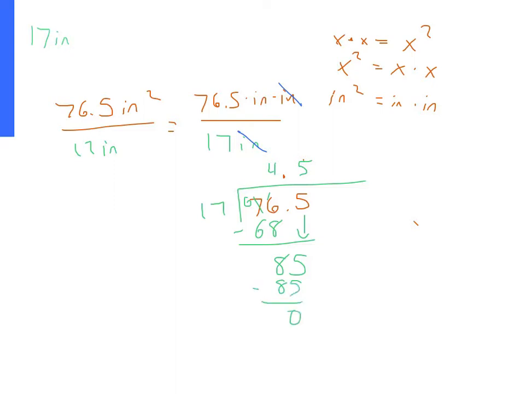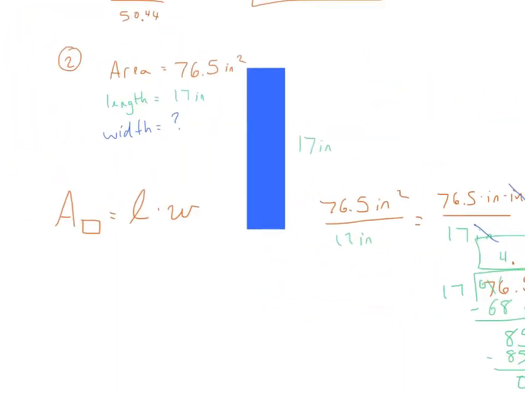But what is the unit? Well, 76.5 divided by 17 is 4.5, but we still have this inches. So I'll write inches in right there. So 4.5 inches, and that would be that dimension right there. It would also be that right there. Inches. Inches.